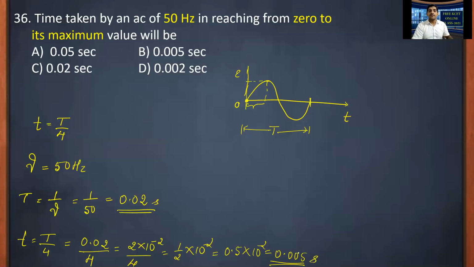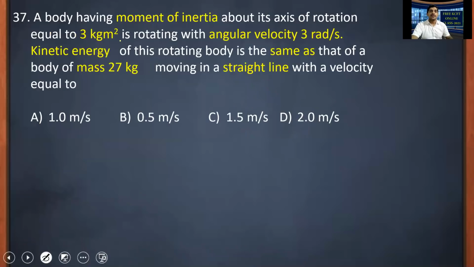So the option will be the B one, right? Next, a body having moment of inertia about its axis of rotation equal to 3 kg meter square. So moment of inertia was 3 kg meter square, right? Is rotating with an angular velocity of 3 radian per second. So omega is how much? Omega is nothing but 3 radian per second, right?